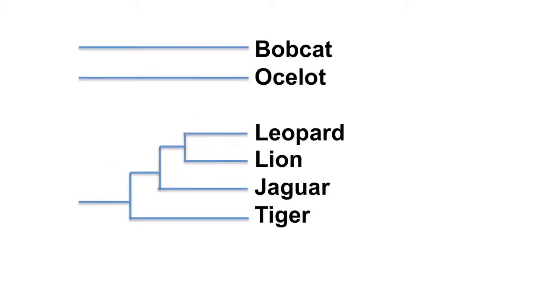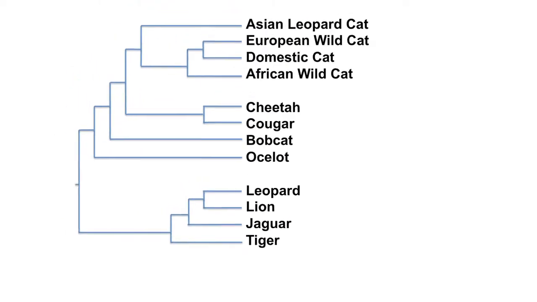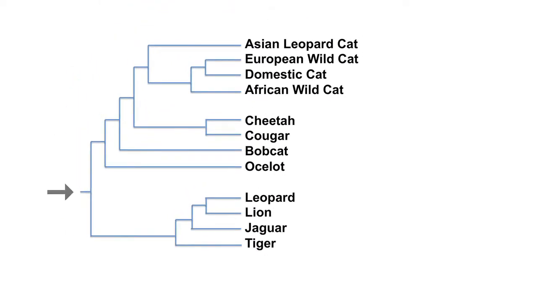If we trace farther, we see that this group also shares a common ancestor with all the other cats, but is farther back, closer to the base of the tree.